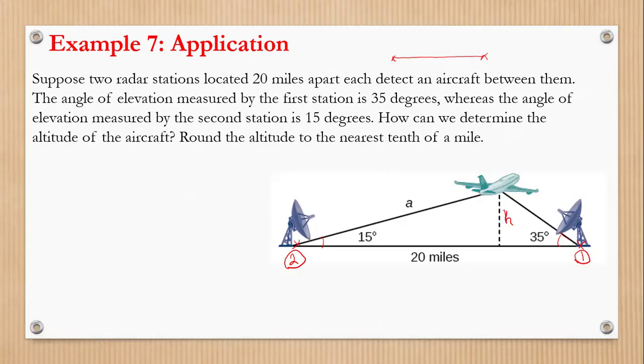So what can we do? We have a triangle, but it's not a right triangle. This triangle has angles 15 and 35, this side is A, and that's 20. It's not a right triangle, and you can use the law of sines to solve this triangle and find the other sides. But our goal is finding this altitude, this side.